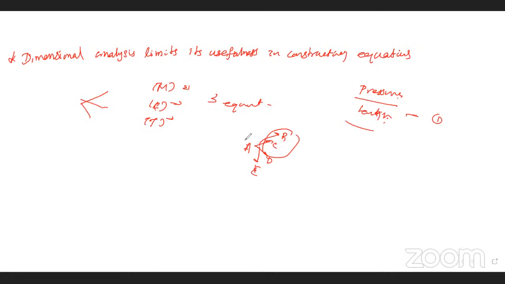It is very difficult to derive formulas or equations using dimensional analysis. Write that limitation there, the first limitation. Here the equations are constructed by the dimensions of mass, length, and time. That is M, L, and T, right?